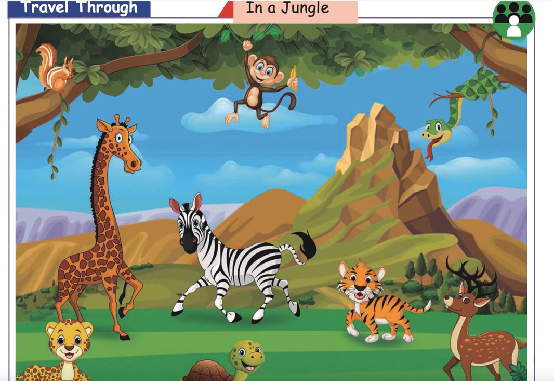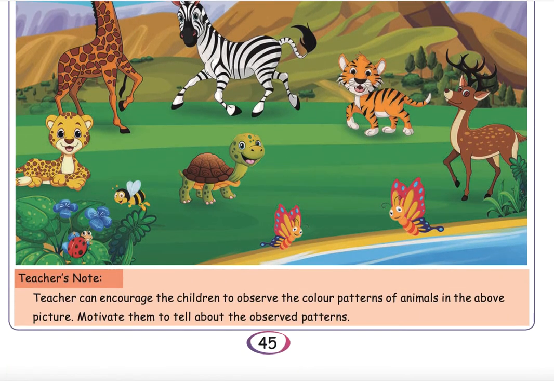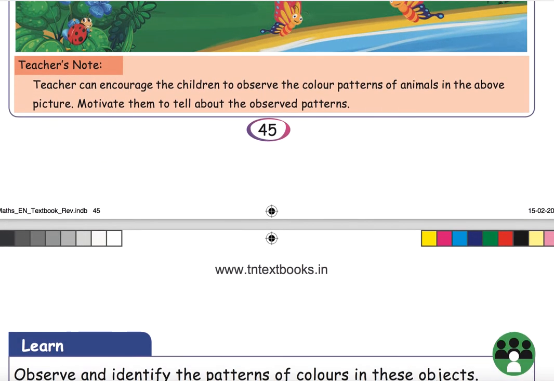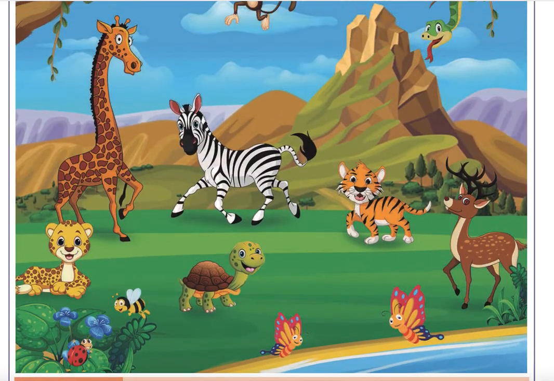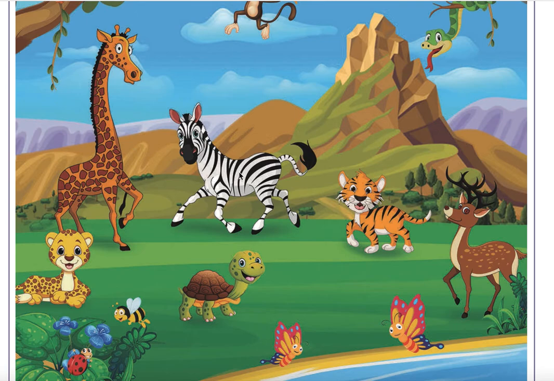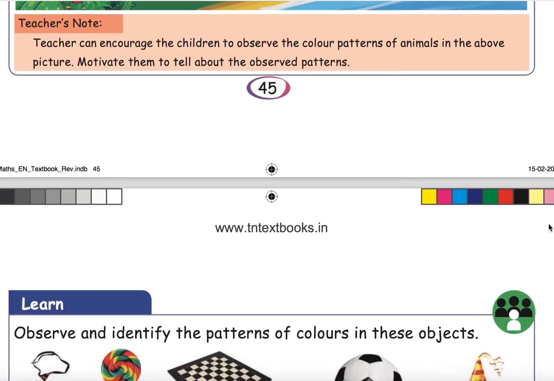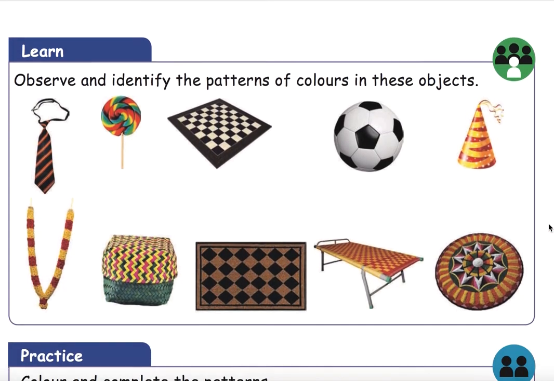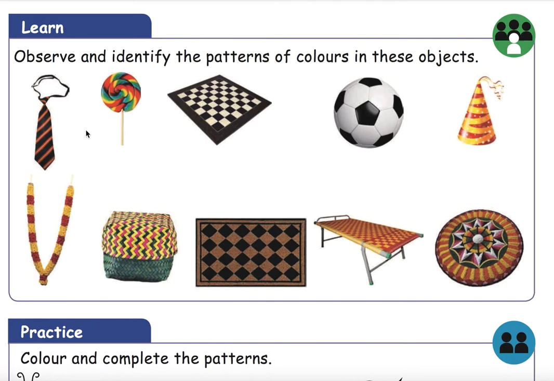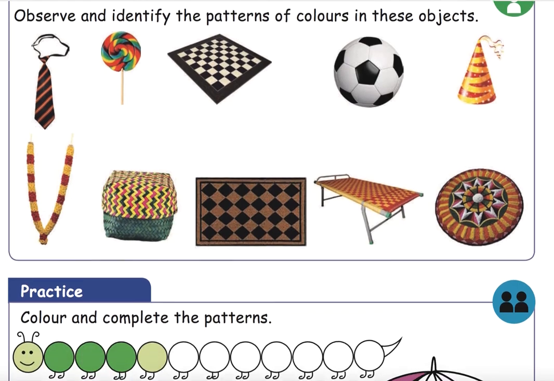Patterns in colors in a jungle. See this picture. There are different patterns of the colors, right? This one has one pattern, this one has another pattern. See this little cub. Observe and identify the patterns of colors in these objects. Every object has a different pattern of colors, right?